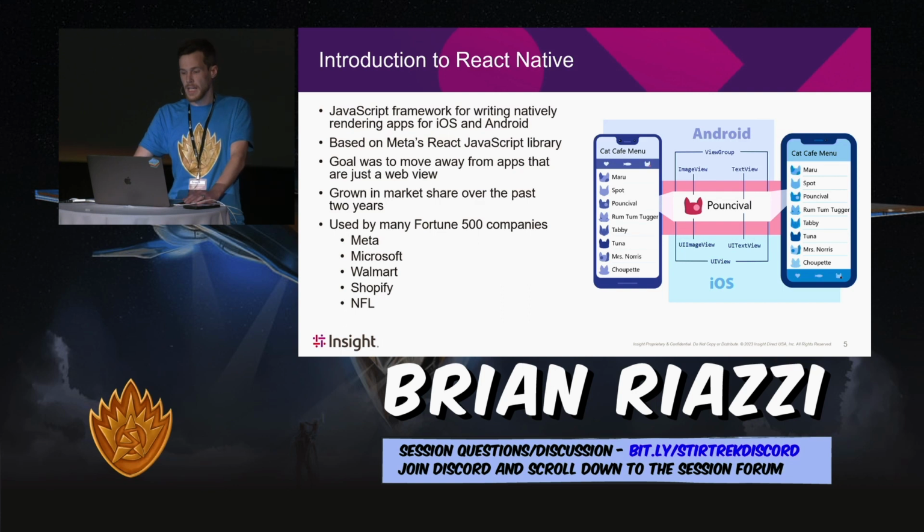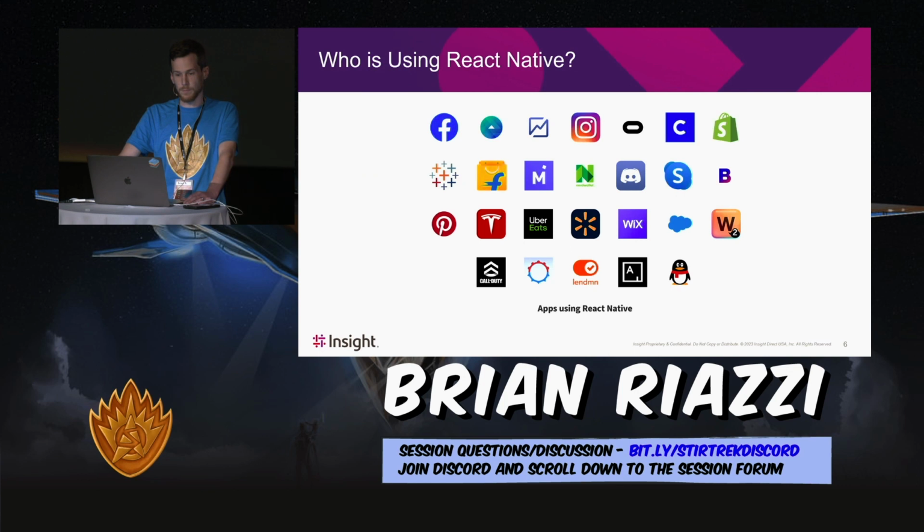As the image here on the right will show, iOS might call something, for example, a UI view, where Android might call it a view group, or an image view versus a UI image view. There are little hiccups between developing in one environment versus the other, and the goal with React Native is to have one code base that you can deploy to both application stores.